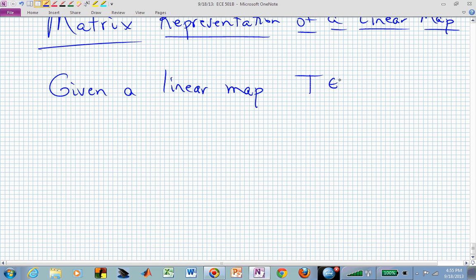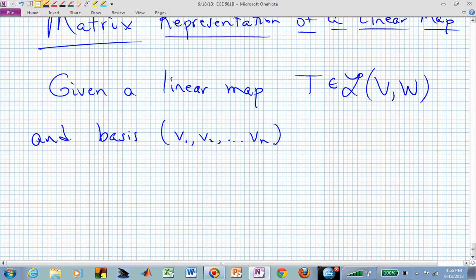And our notation is to say that T is contained in this set of linear maps from V to W. And now let's select, or just say that we have two different bases. V1, V2, up to V_n. Let me say we have n for the size, the dimension of our domain, and that's on V.